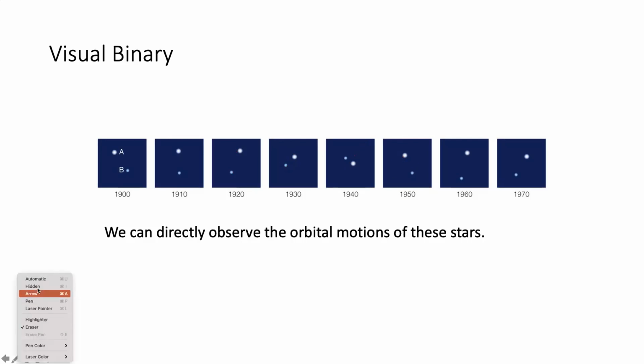If you're trying to figure out, looking at these images, about how long it takes for the two stars to orbit each other, if you're comparing to the year 1900, which of the subsequent images looks like it best matches that first image?